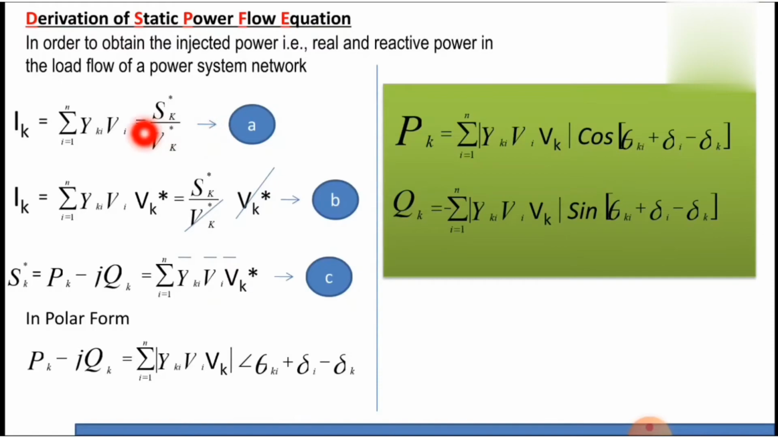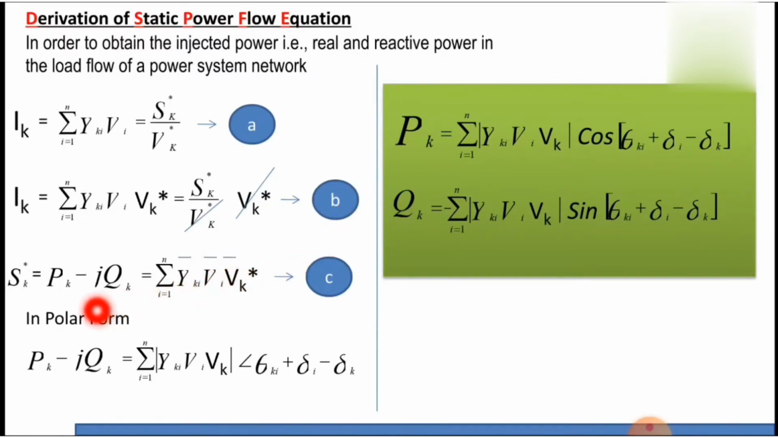I am multiplying on both sides the Vk conjugate value. In this expression A, this expression A is getting as Ik is equal to sigma i is equal to 1 to n Yki Vi, into, I am multiplying this quantity Vk conjugate on the left hand side, and the right hand side also I am including the Vk conjugate, and this Vk conjugate and this Vk conjugate are cancelled, and this expression you will consider as equation B.